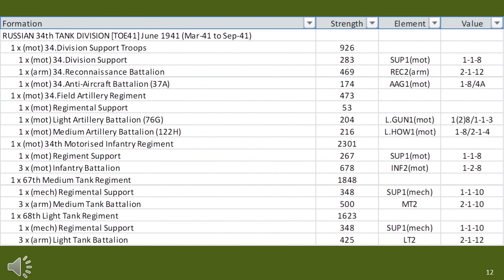Division in June 1941. The division consisted of an artillery regiment, motorised infantry regiment, medium tank regiment and a light tank regiment. At the divisional level, there was a reconnaissance and anti-aircraft battalion. There was some variability in this structure.